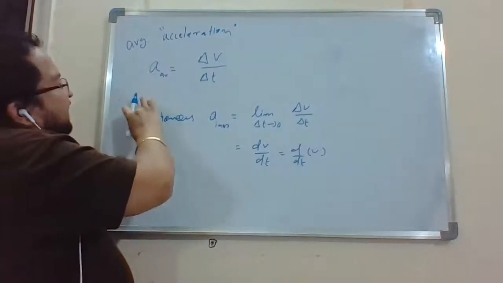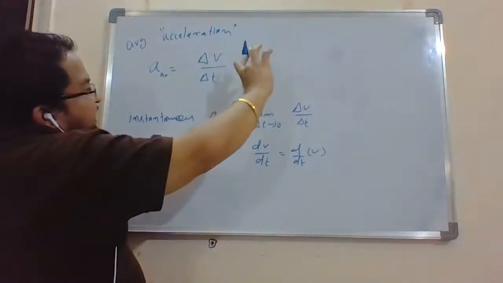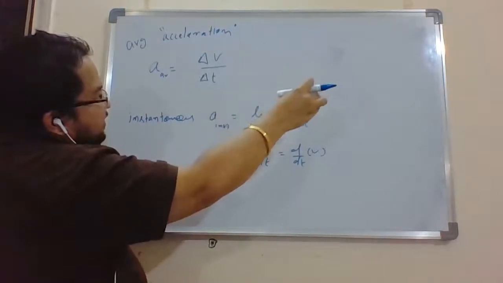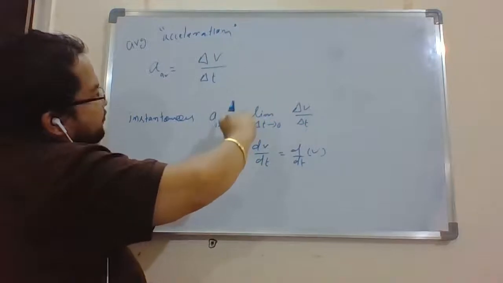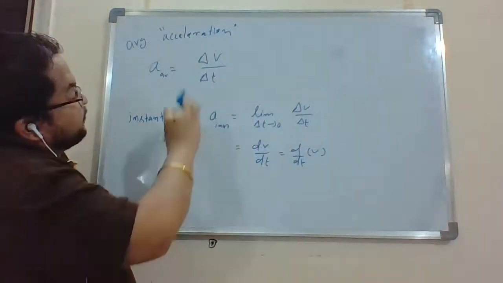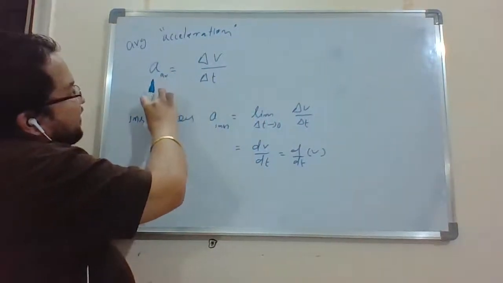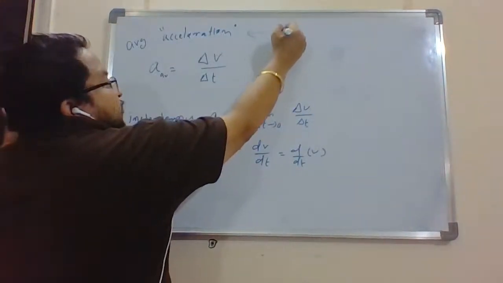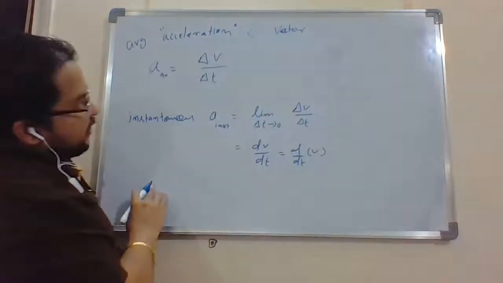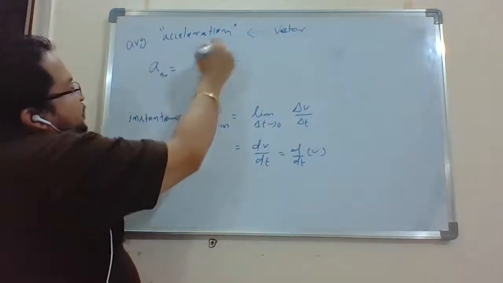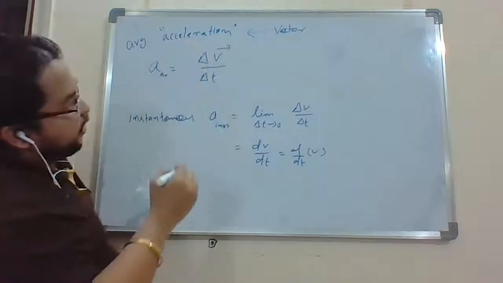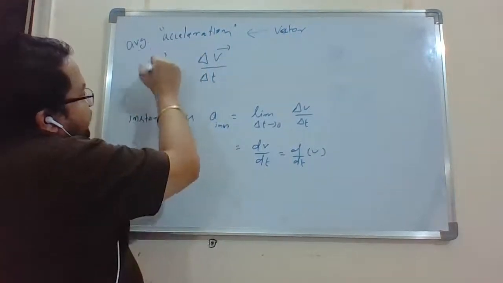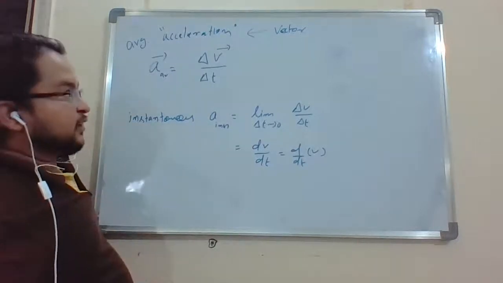So remember students, for distance, you have the concept of distance and displacement. Similarly, for speed we have speed and velocity. But whenever it comes to acceleration, it is always a vector quantity. So it comes from change in velocity upon time.